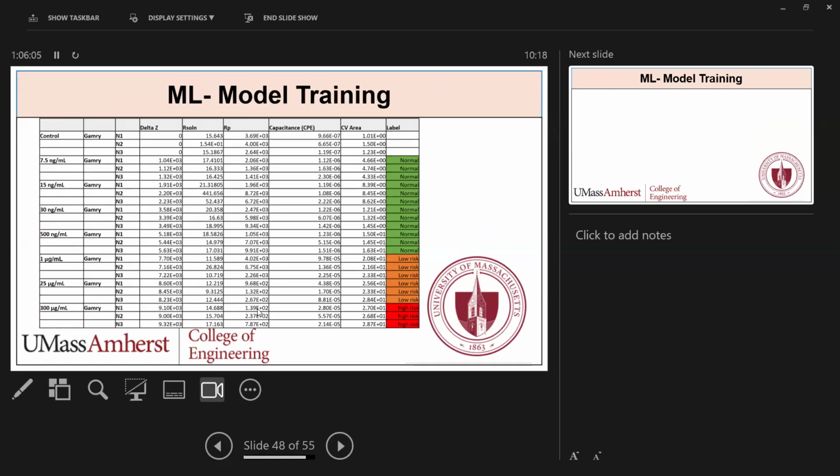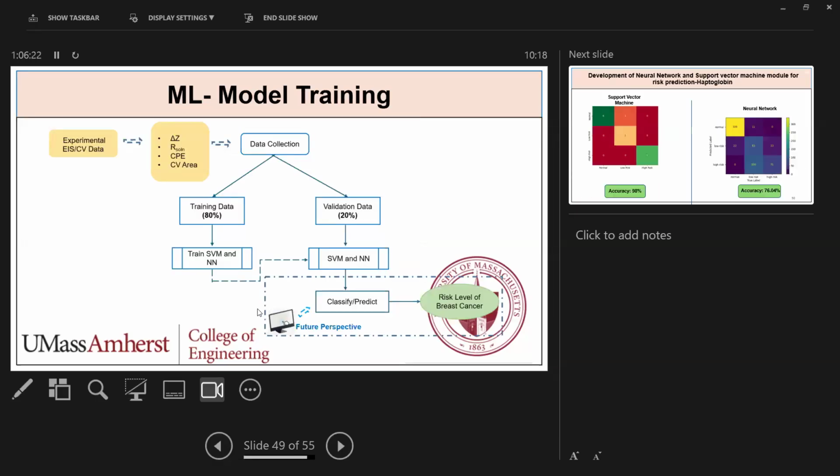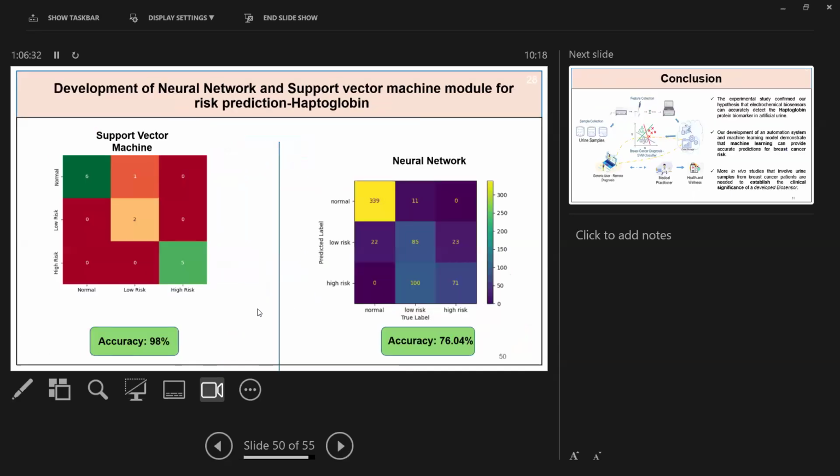No, it is definitely not like that. We had more than 10 to 15 or 20 Excel sheets with different biomarkers, different triplicates, and different parameters, associated with normal, low, and high risk. Then we trained the model with 80% training and 20% validation, using SVM and the neural network model. Finally, we got this confusion matrix with an accuracy of 98% for SVM and 76% for the neural network model.